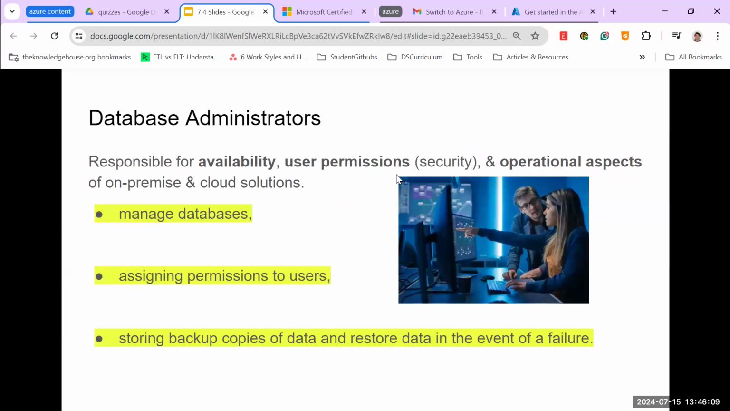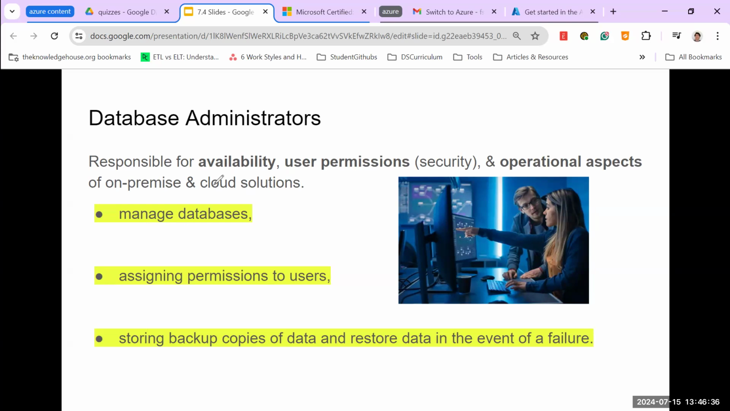So first off, you have the database administrator. This is the person that's going to be responsible for the availability of the database, the user permissions, who's using the database and how are they using it. And finally, the operational aspects, right? How often does this database update? How large is this database? How much RAM does this database use? So on and so forth.